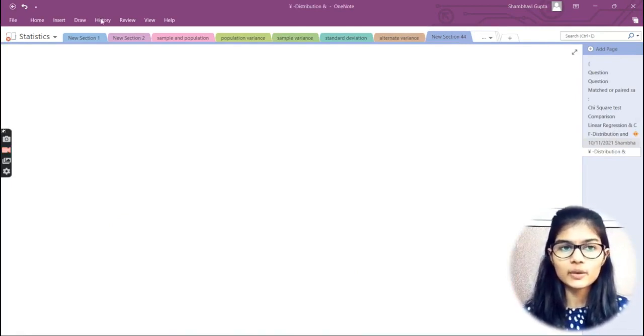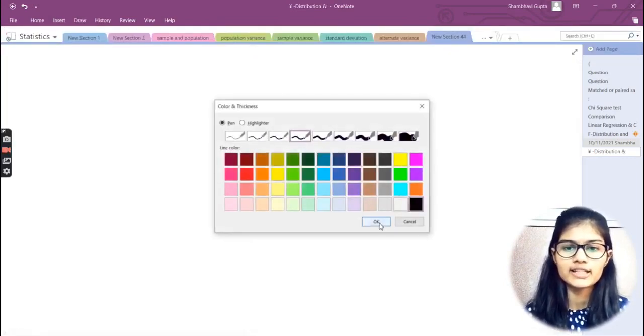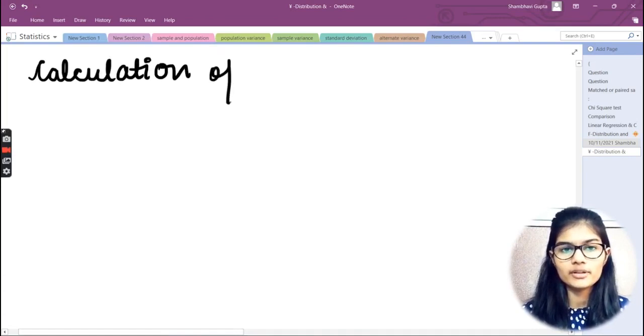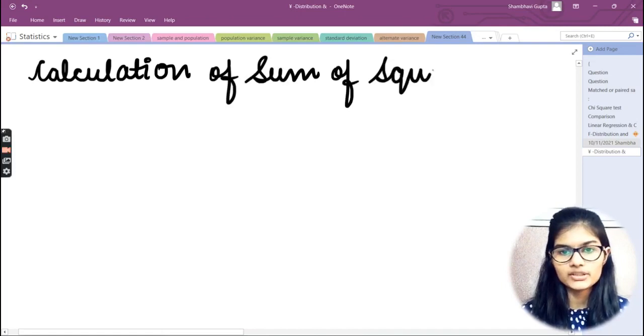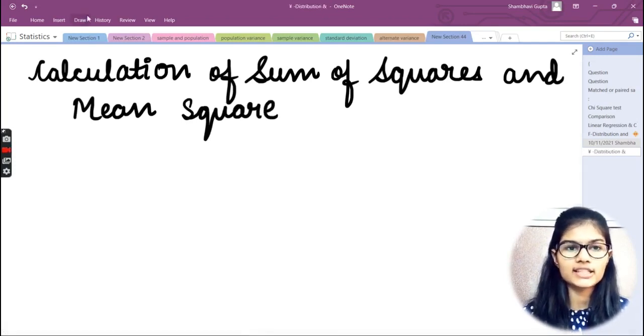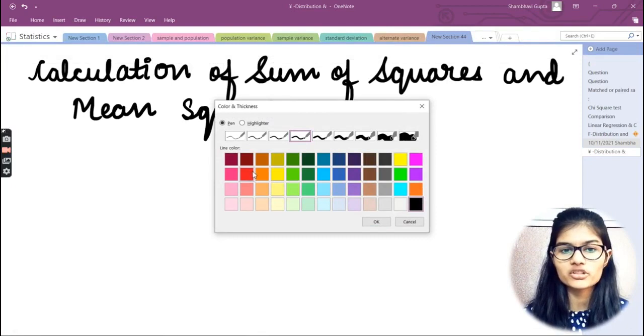As we already discussed the mean of squares and sum of squares, all the things we are already familiar with, right? Now I'll be discussing one of the very important topics today, and that is the calculation of sum of squares and mean square. So we'll see how we do the calculation for the sum of squares and even for the mean of squares. What's the procedure that we need to follow?